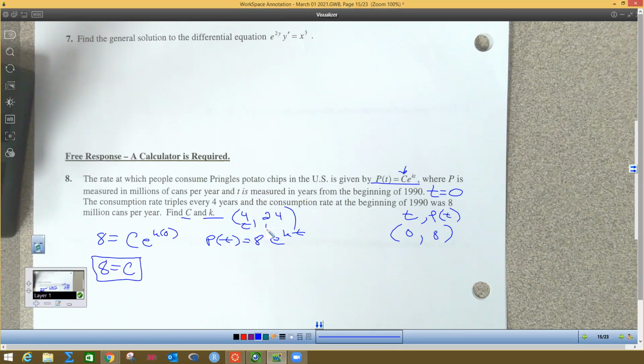Now I get to plug this T in and this P of T in to find K. So I get 24 equals 8e to the 4k power. I divide by 8 on each side, and I get 3 equals e to the 4k power, and I natural log each side, because natural log and e cancel out. And I get the natural log of 3 equals 4k. Then I divide by 4, so you could write your answer like this. You could write it like that. You could also write, I don't know if this was multiple choice, I don't know how they're going to write it.